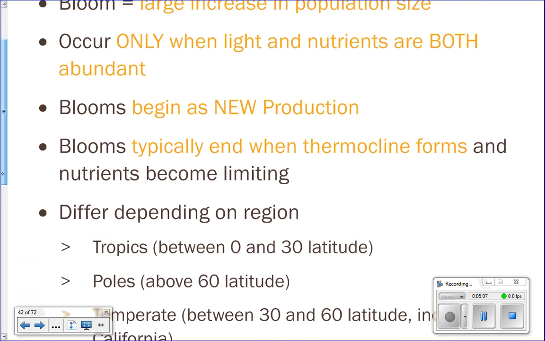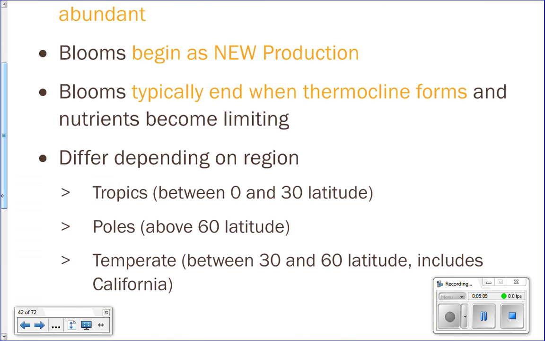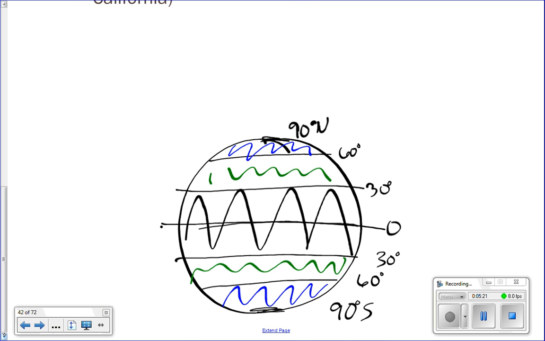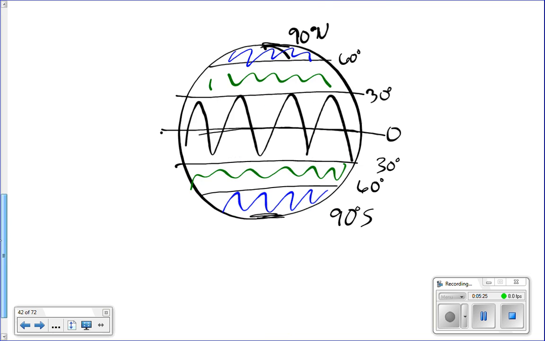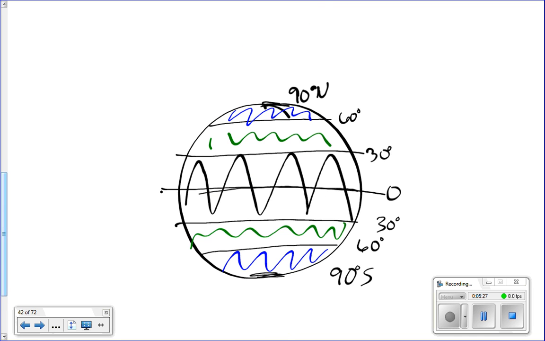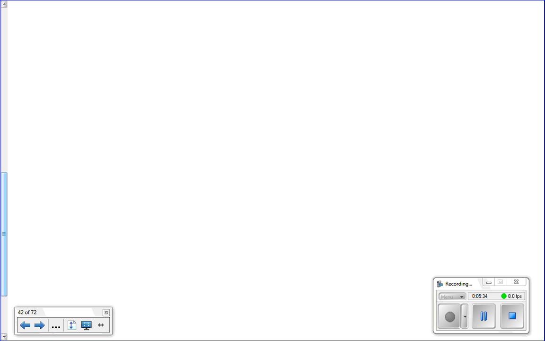You have different bloom patterns depending on where you are on Earth. Okay, so the tropics, the poles, and the temperate regions will all have different blooming patterns of phytoplankton. And here's what we mean when we say the tropics and the temperate regions and the poles. So here's our world. Okay, let's redraw this. A whole new world, yeah.